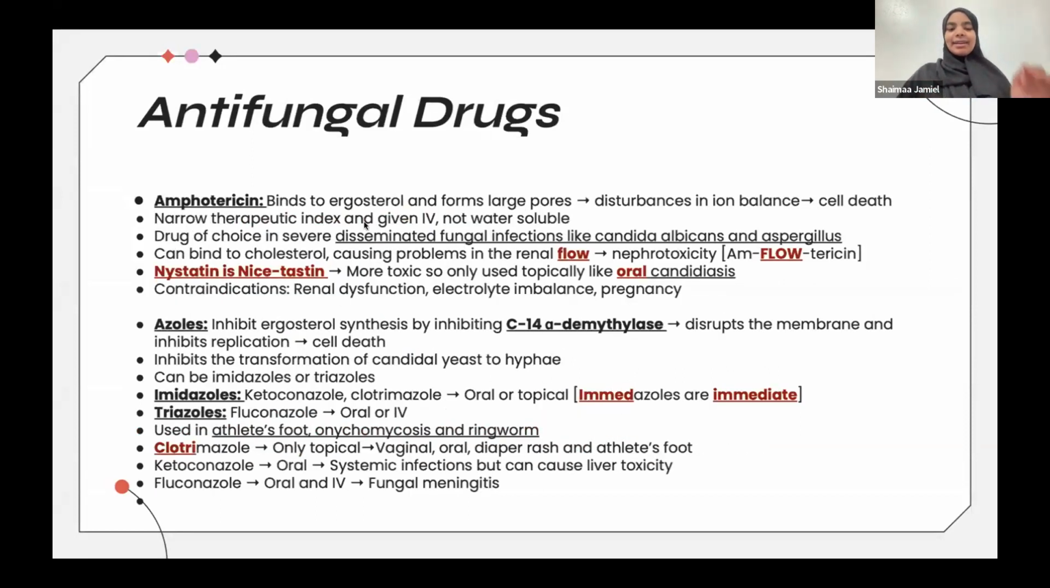Okay. By affecting the permeability of the kidney.